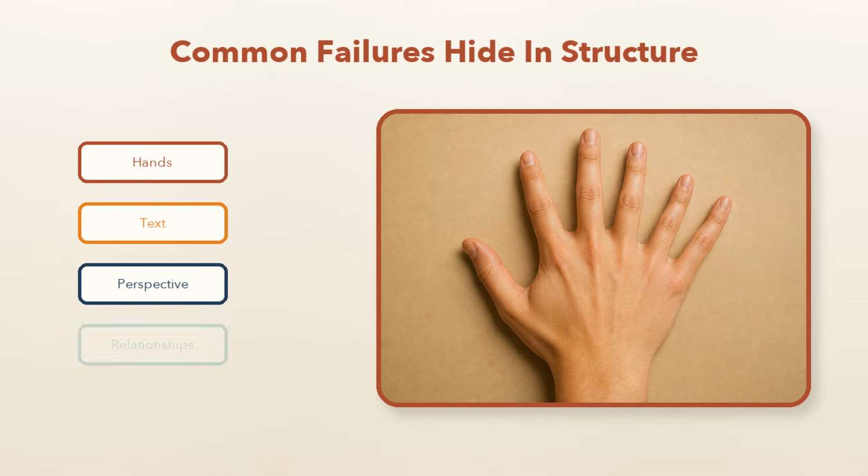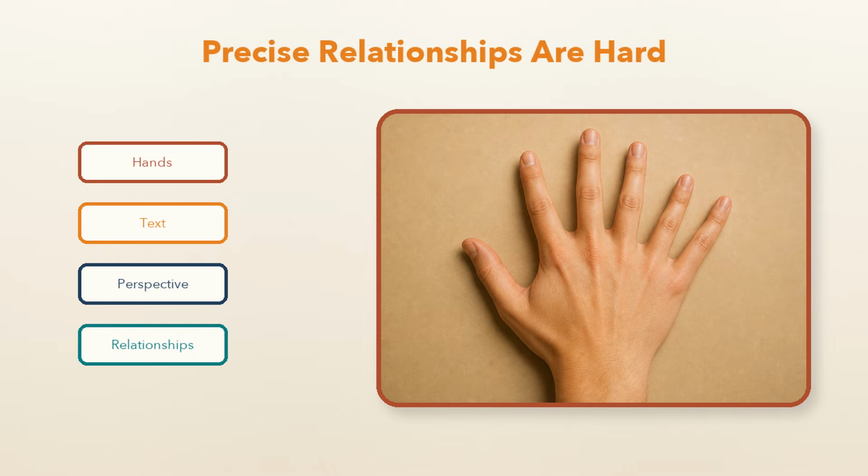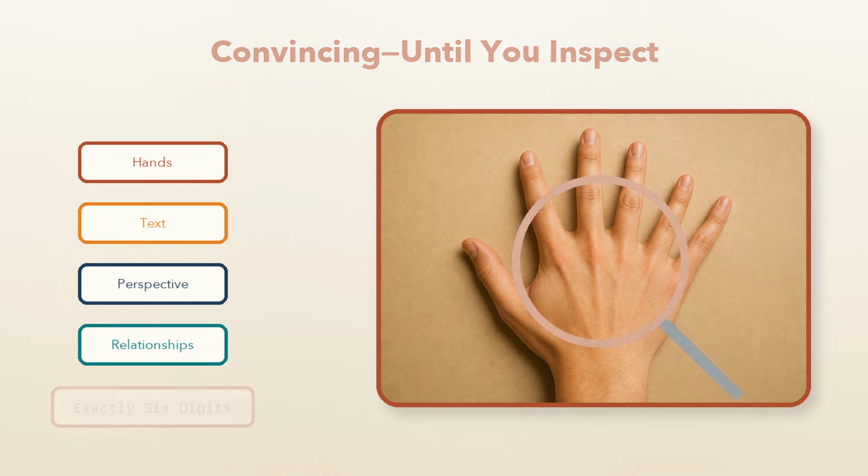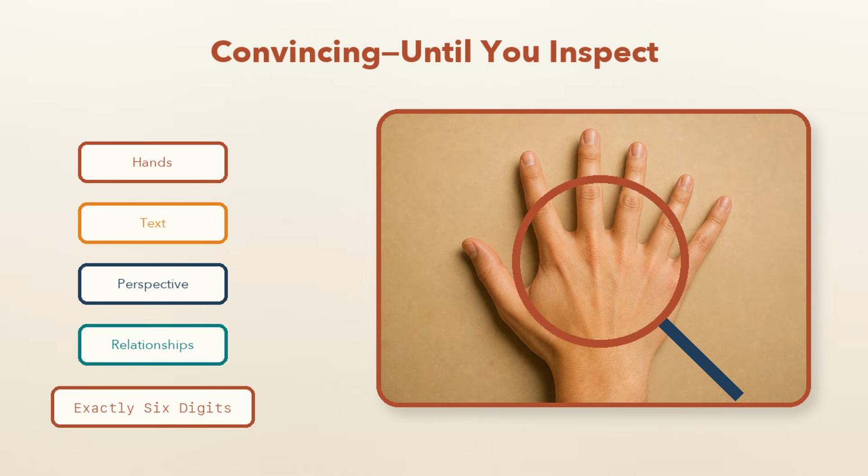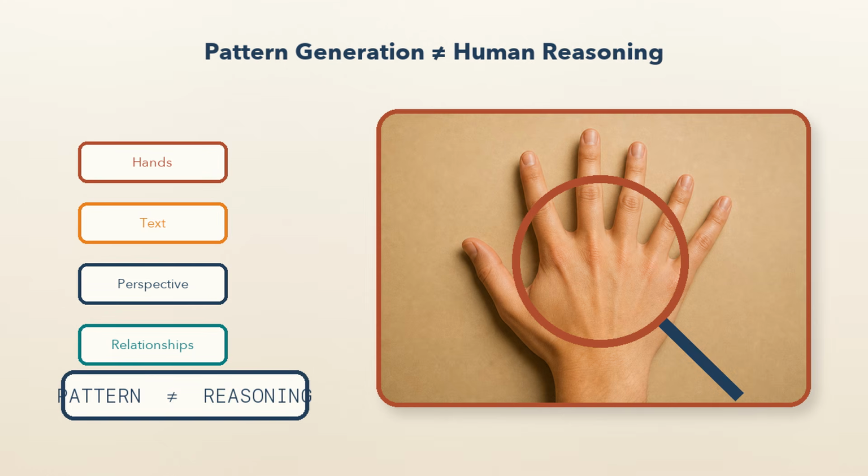This also explains common failures: hands, text, unusual perspectives, and complex object relationships can be difficult because they require precise structure. The model may produce something that looks convincing overall, but breaks under close inspection. It is very good at pattern generation, but it does not reason about every object like a human does.